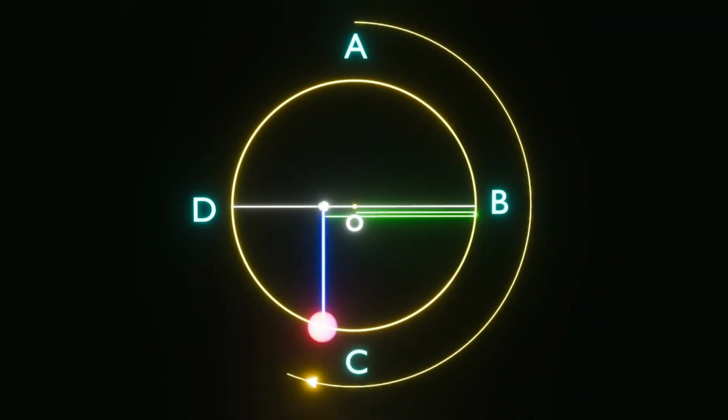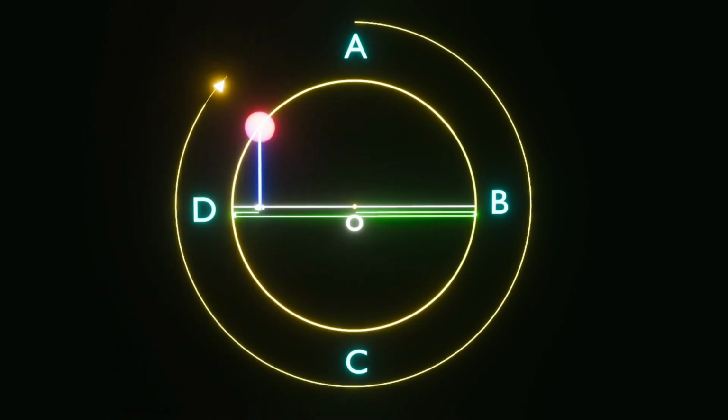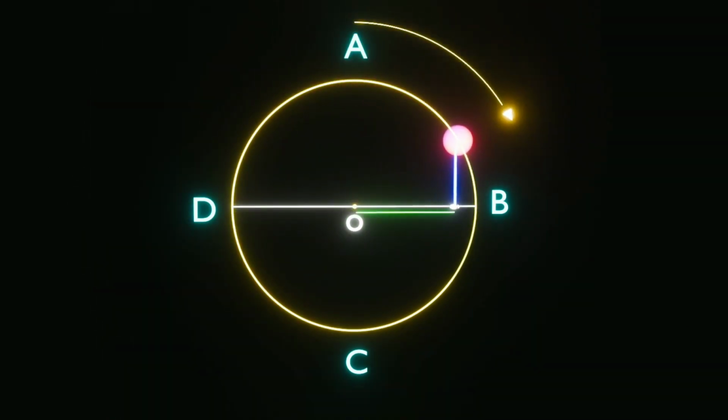So, we can think of simple harmonic motion as the shadow or projection of the ball's circular motion onto a straight line.